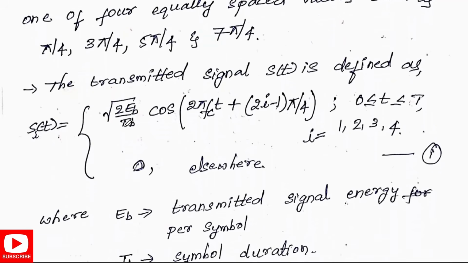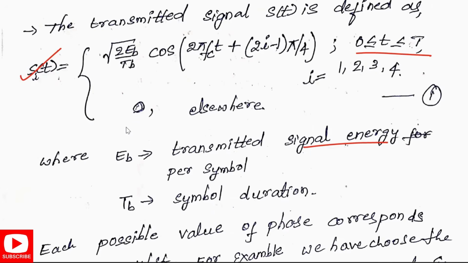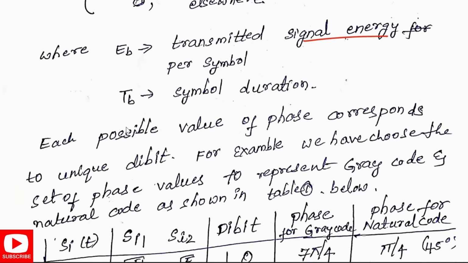Now the transmitted signal S of t is defined as square root of EB by TB cos of 2 pi fc t plus (2i minus 1) pi by 4, for 0 less than or equal to t less than or equal to TB, and 0 elsewhere. Here EB is the transmitted signal energy per bit, and TB is the symbol duration.